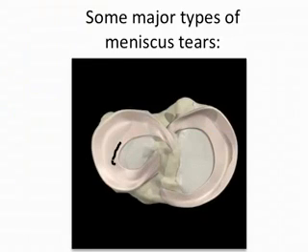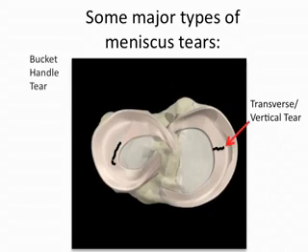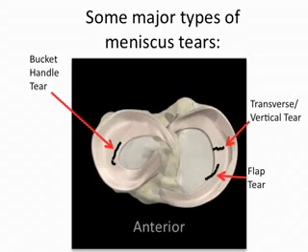If we look at some major types of meniscus tears on this other type of model, we've got a transverse vertical tear that would look something like that. We've got a bucket handle tear that would look something like that. We've got a flap tear that would look something like this. So you can see there's lots of different types of meniscus tears. Anterior, posterior. And meniscus tears would be named by where they live. So if it's a posterior meniscus tear on the inside, it would be a posterior medial meniscus tear.